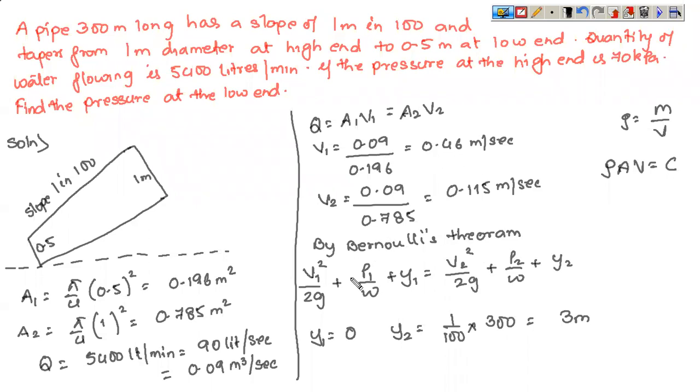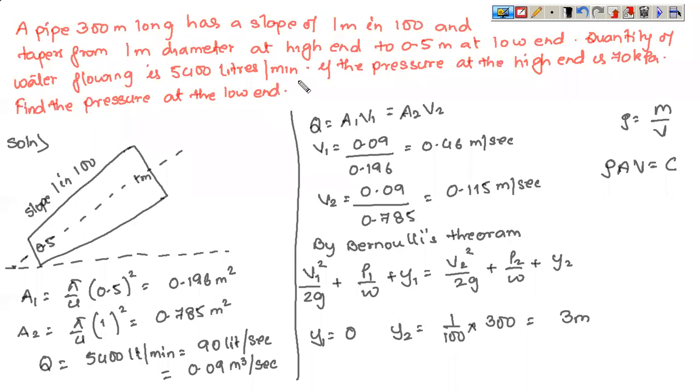You are equating, for per unit mass, kinetic energy, potential energy, and pressure energy at entry with kinetic energy, potential energy, and pressure energy at exit. Now, if you look at the diagram, you can say that y1 is equal to 0, because if this is your centroidal axis, then this is 0. That means the entry height is 0. Now you need to find out the exit height.